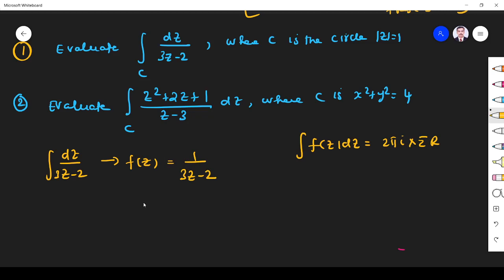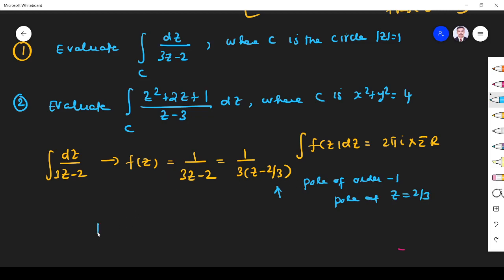How to find the residue? If you want to find the residue, it must be in z minus z naught form. So I take 3 outside, it is z minus 2 by 3, right? So what is the pole? It is a pole of order 1, simple pole. So the pole is at z is equal to 2 by 3. If you substitute z is equal to 2 by 3, f of z becomes infinity, right? So that is a pole.